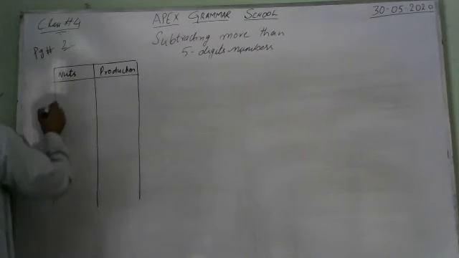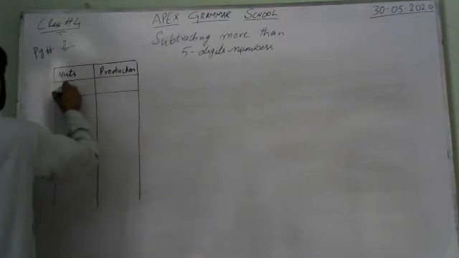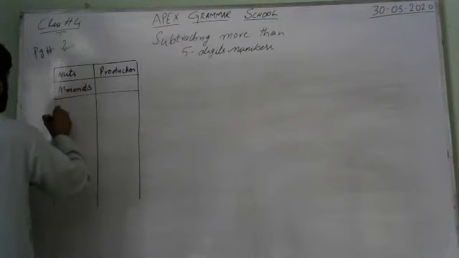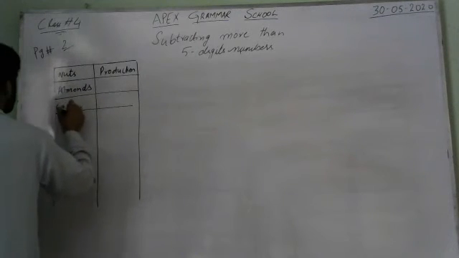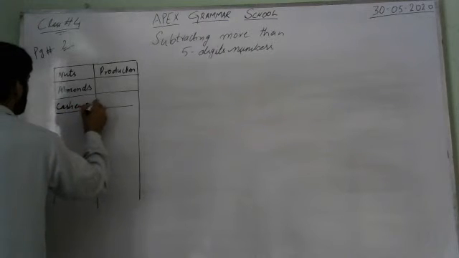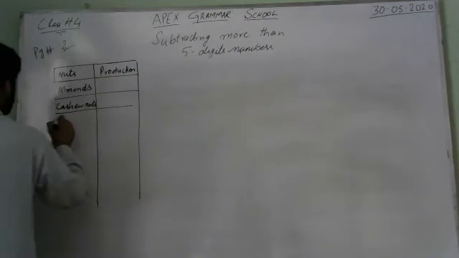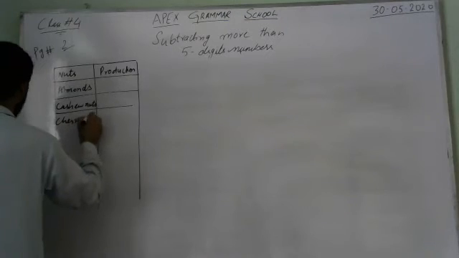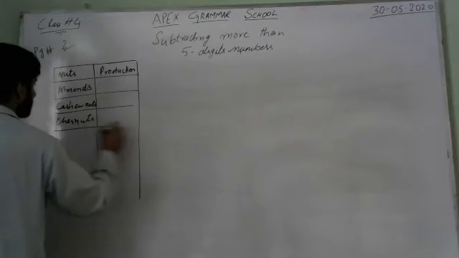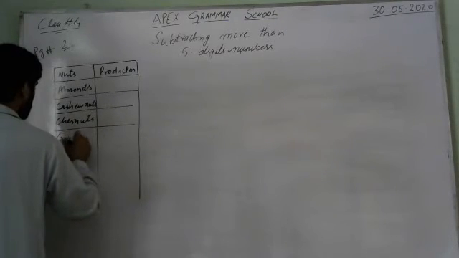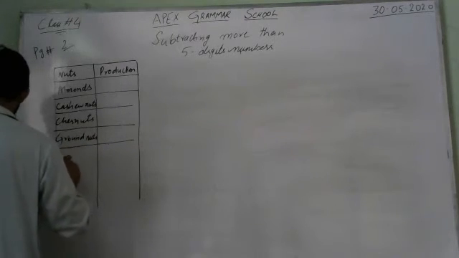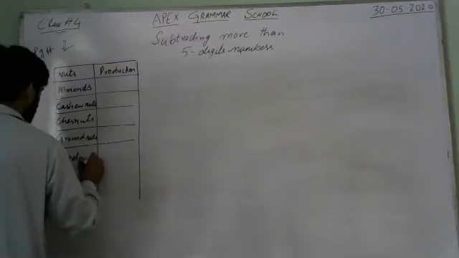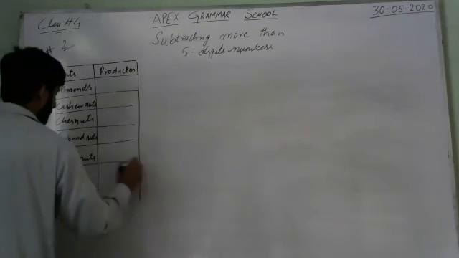The table is given to you in which the first one is almonds, then cashew nuts, next chestnuts, then groundnuts, then hazelnuts, and the last one is walnuts.